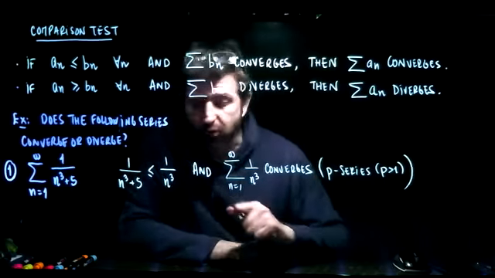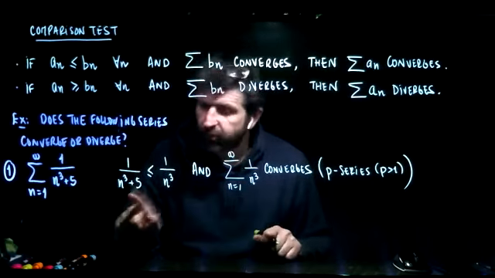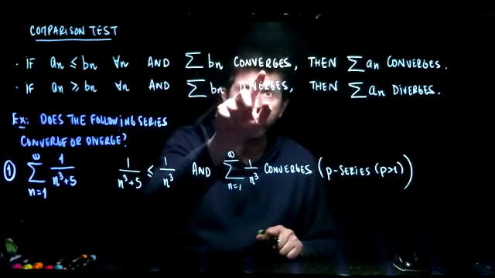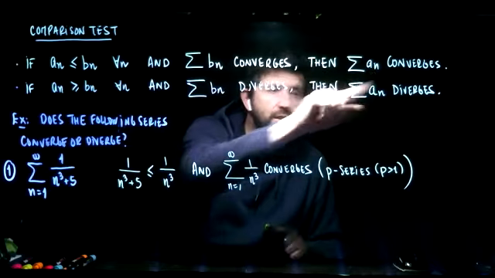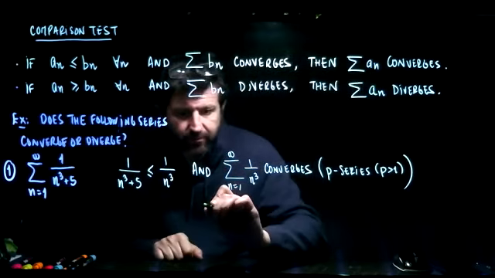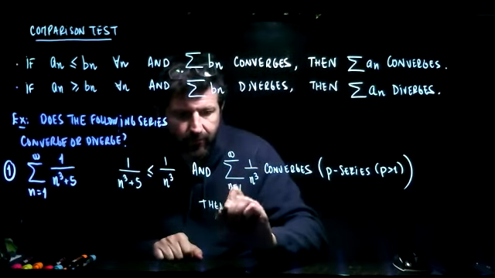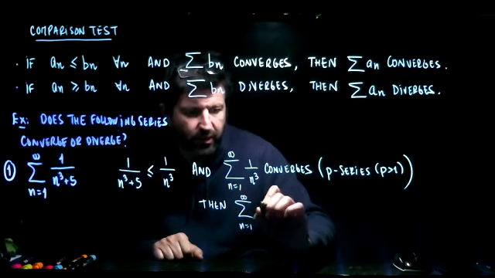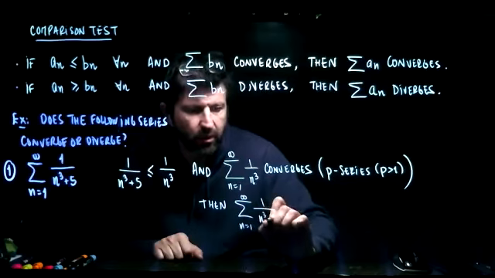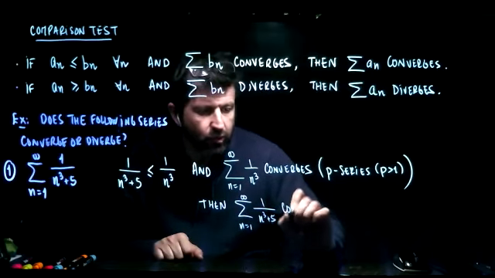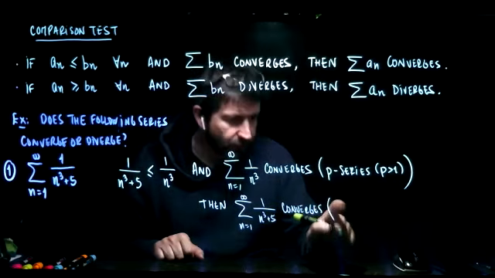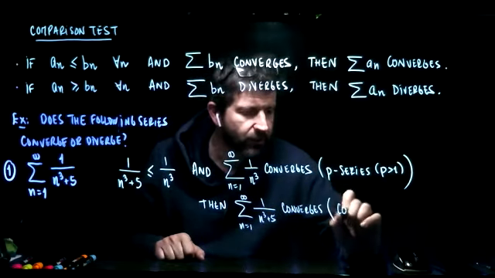Since 1 over n^3 plus 5 is less than or equal to 1 over n^3, and the series of 1 over n^3 converges, then the series from n equals 1 to infinity of 1 over n^3 plus 5 also converges, by the comparison test. I have to write the test.